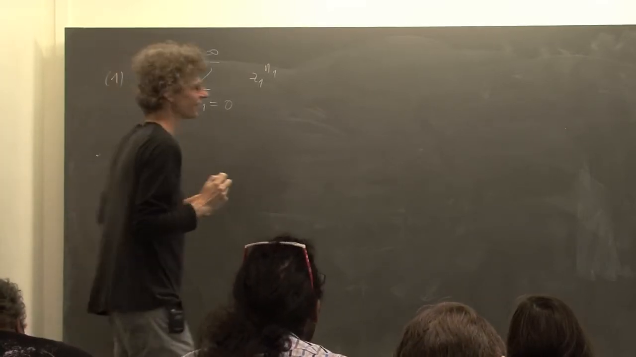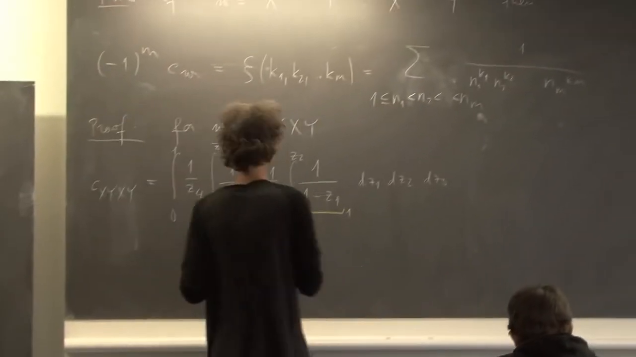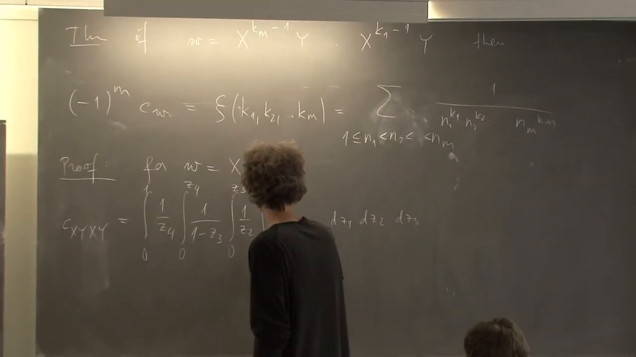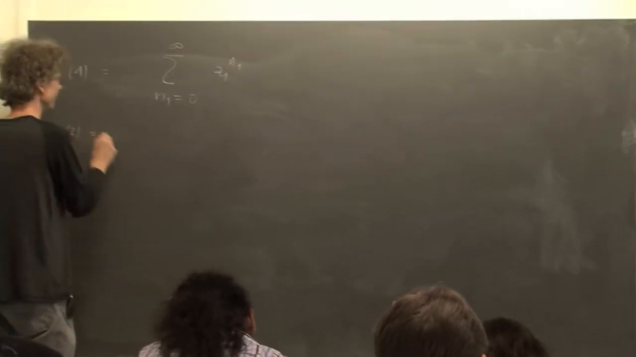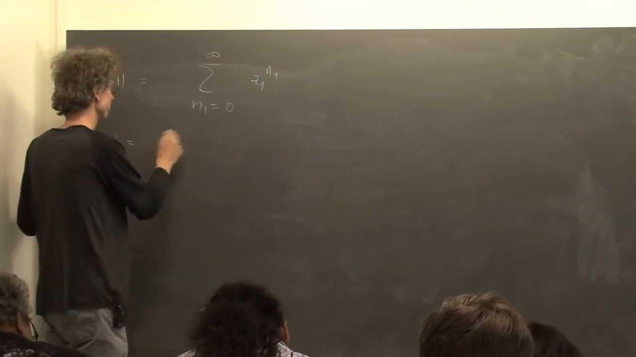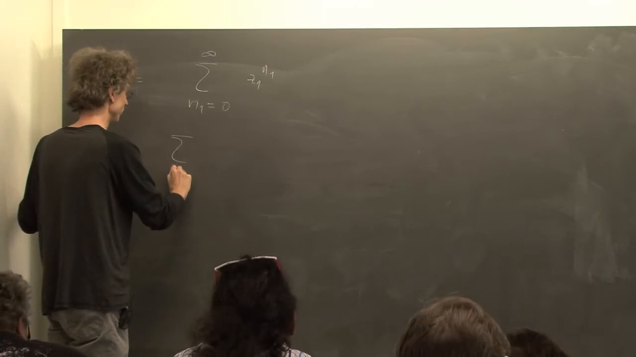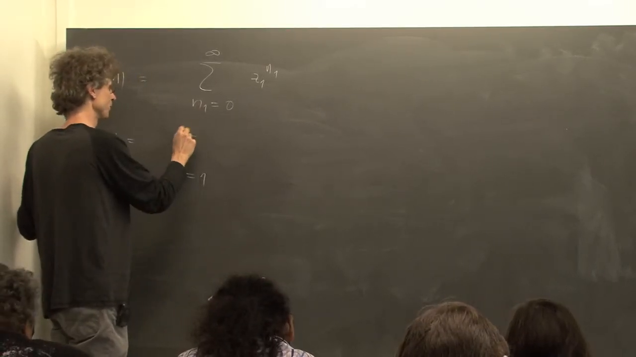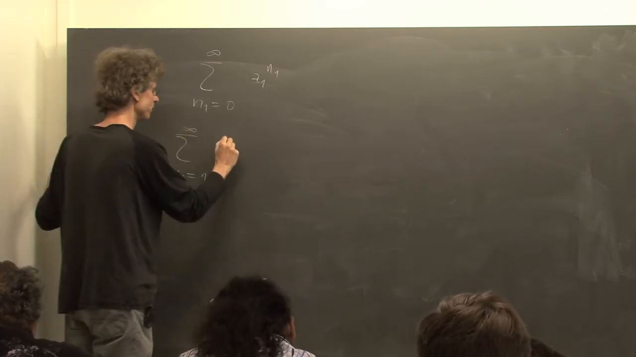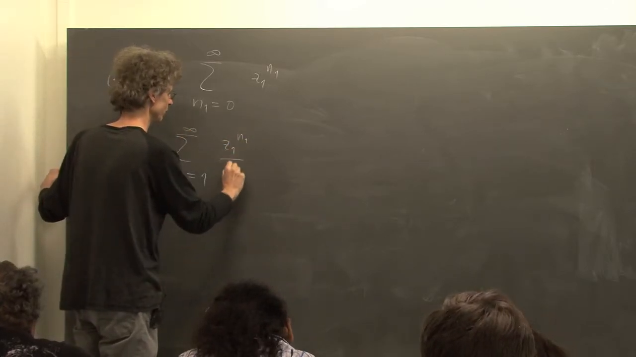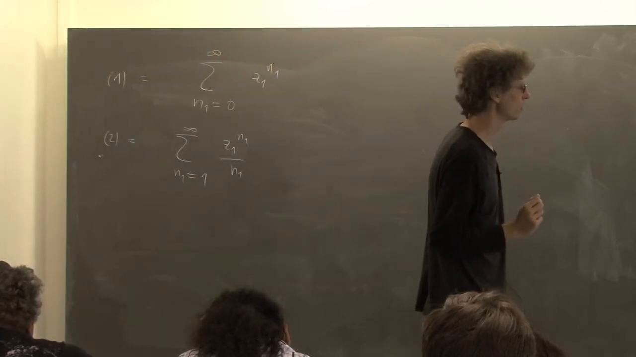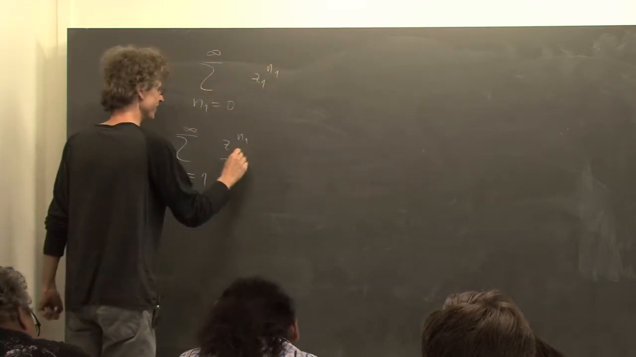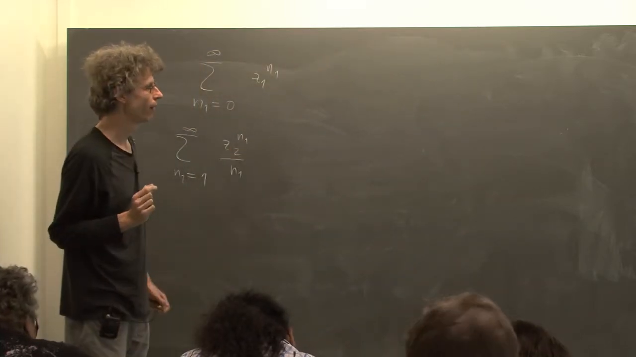Now we integrate it. We do this integral, so we get 2. That is going to be the integral of that thing, which is the sum from n1 equal to 1 to infinity of z1 to the n1 over n1. And it's not z1, it's z2. It's the integral up to z2.